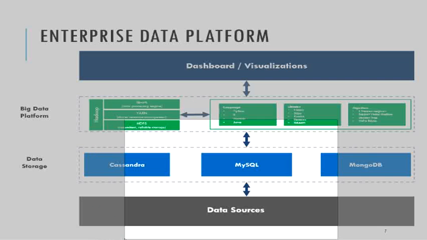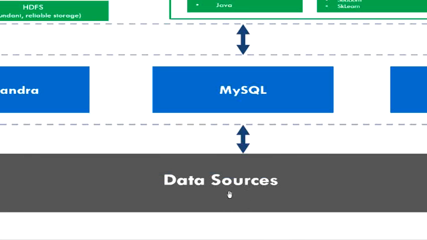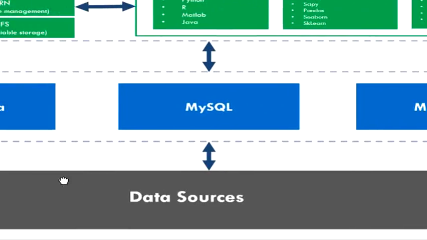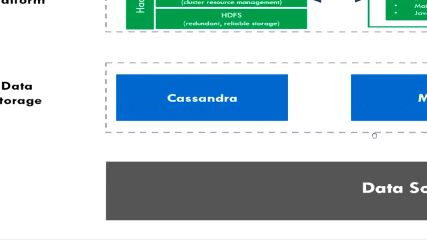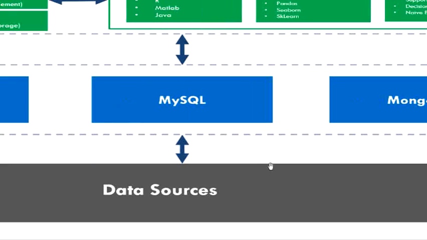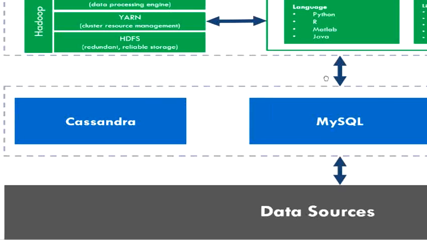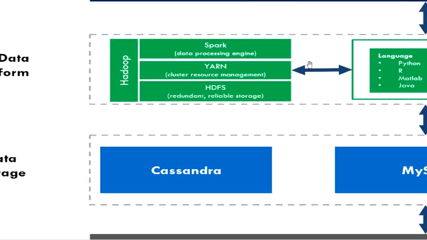So at the lowest layer of any enterprise data structure, we've got raw data sources. We've got data sources from which you can actually receive the data. On top of these lie various databases, be those NoSQL databases such as Cassandra or MongoDB, or relational databases such as MySQL. On top of these databases, we have the data platform, the big data platform, and that includes Hadoop.